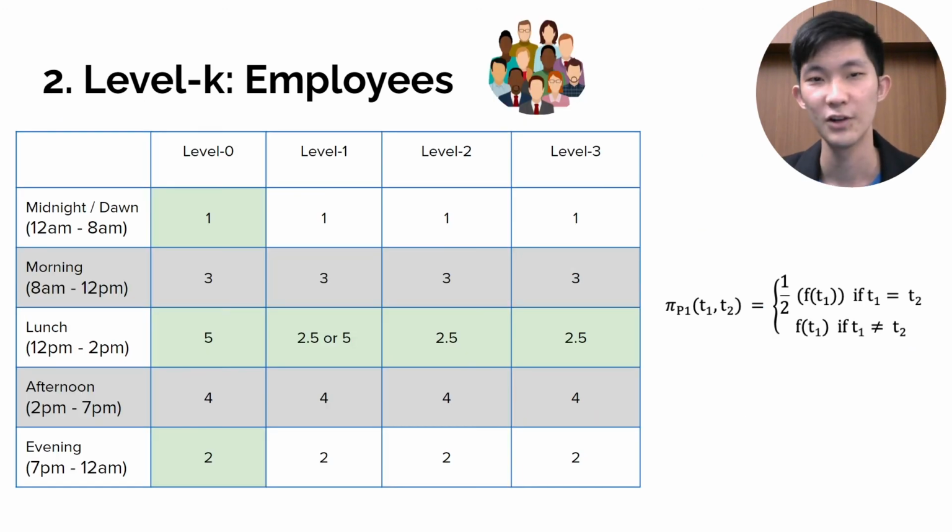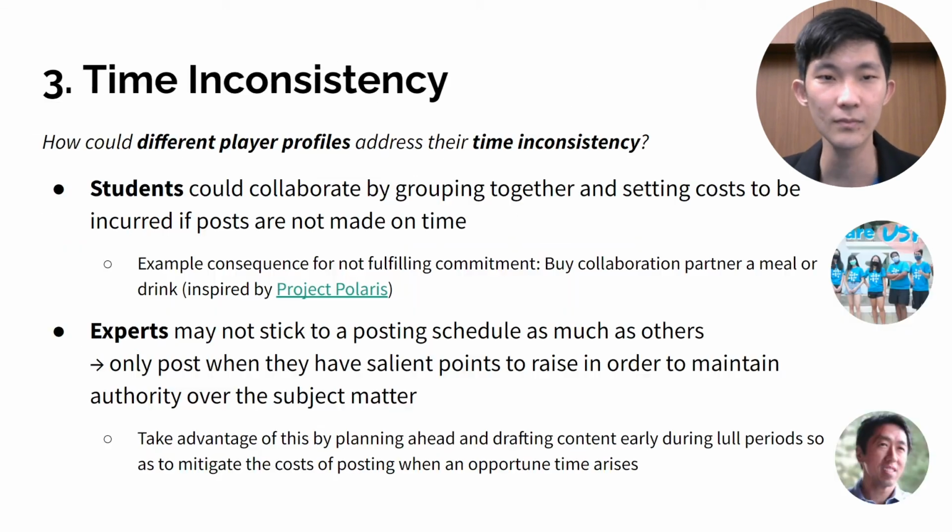Using the same payoff values as before, employees could actually end up in a situation where they end up posting in the same period, in this case lunch, because even if they were to split the payoffs with other posters, the payoff of 2.5 that they would get would still be higher than the next best alternative, which in this case is posting in the evening with a payoff of 2. This is the case when a level 1 employee responds to a level 0 employee, and so on.